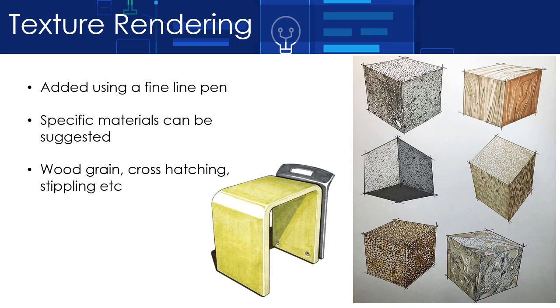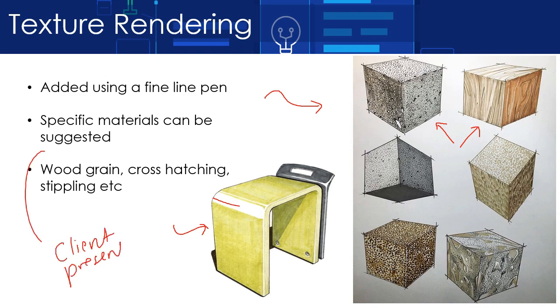Last one, easiest left to the end. Yeah, you can create different textures. So you might want to do that on a presentation drawing to a client to give some indication of what types of materials are used. So this is a gloss finish, you can see on this product with that kind of highlight. You can see nice wood textures, and we've got stone, maybe concrete. So yeah, specific materials can be suggested, and this can be really useful for client presentations.